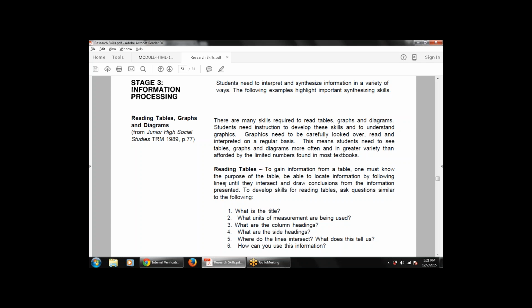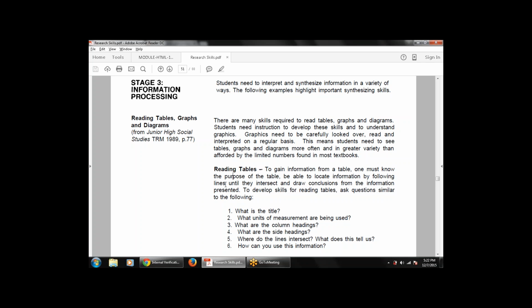That is how you get the information. How can you use the information? What is the main purpose, or the use, of the table, and how can you get help from the table that has been created?